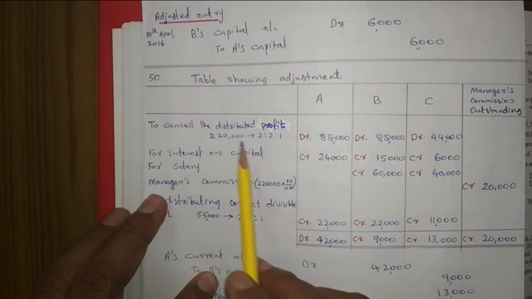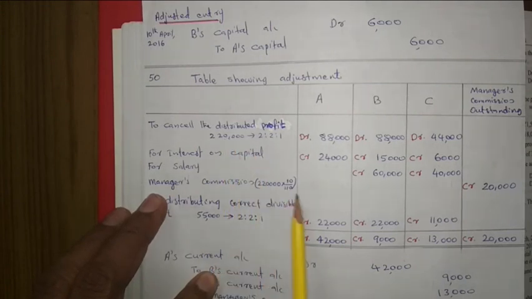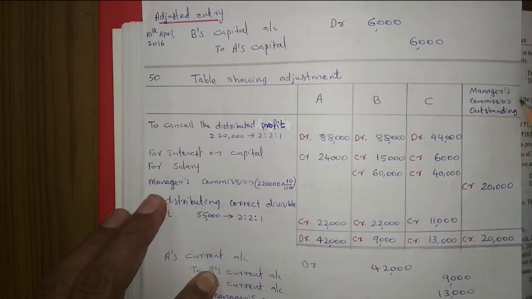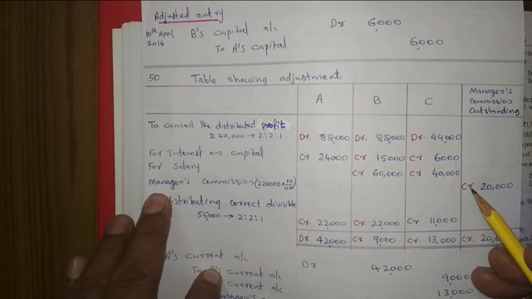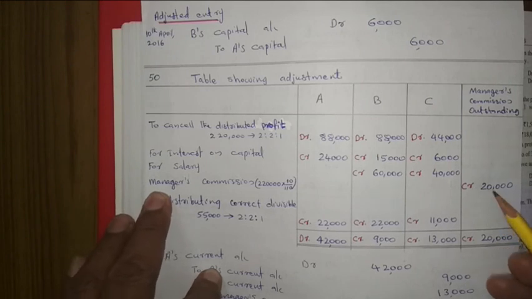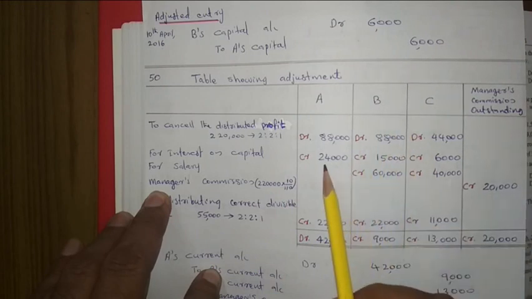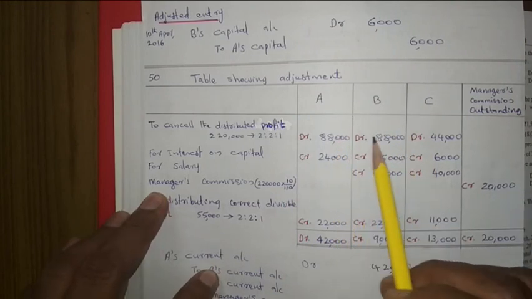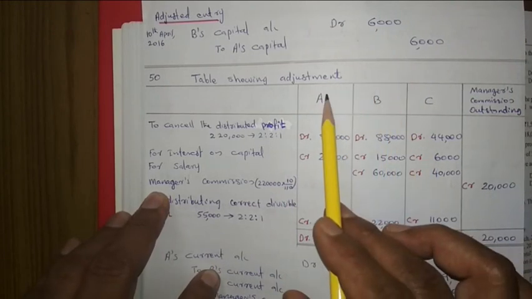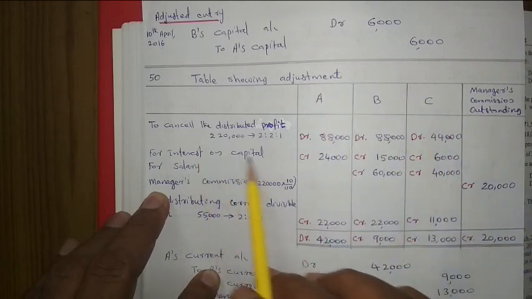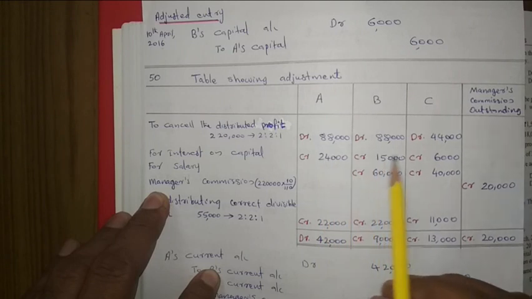After that, the manager's commission is written there: 2,20,000 into 10 upon 110, written in the manager's column. Manager's commission is not paid, it is still outstanding. That is why we have to credit the manager's commission account. That is why credit is written. Then interest on capital we are crediting to the partners' capital accounts, and here the capital account is fixed, so we can read it as a current account. A's current account, B's current account, C's current account. Interest on capital we are crediting to their current accounts.